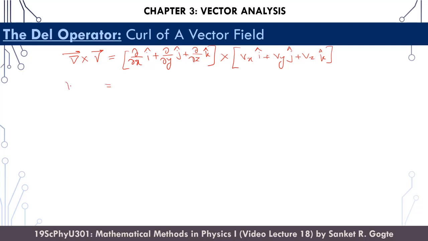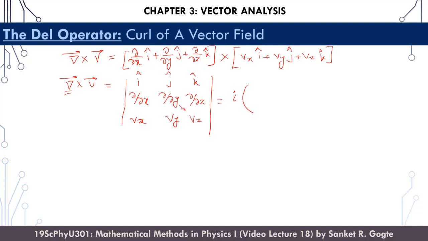And this can be calculated by using the determinant, just like we consider the cross product between two vectors. This is equal to i, j, k. This is the x component of the first vector, which is the del operator, which in this case is an operator, the y component of the operator and the z component of the operator. And here we have vx, vy and vz, which is equal to i into, we have to consider this operation first, that is dou vz by dou y minus dou vy by dou z, this is the unit vector, minus j.